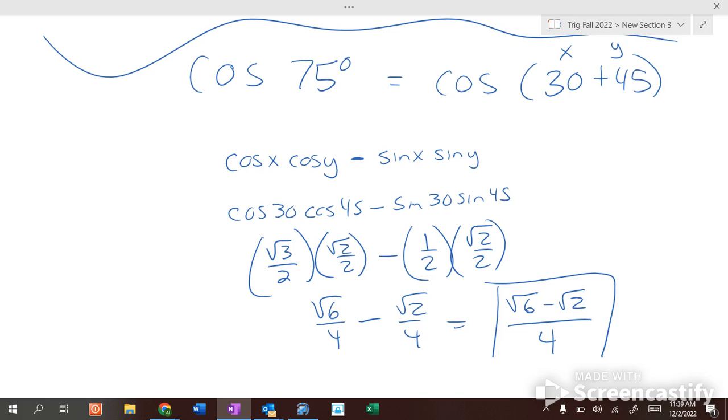Square root of 6 over 4. Yes, those are 4s. Whiny, whiny, whiny.